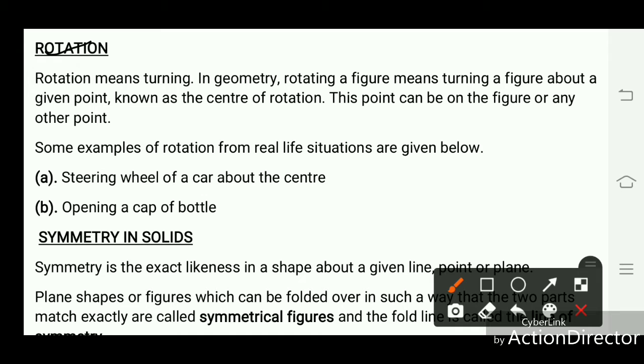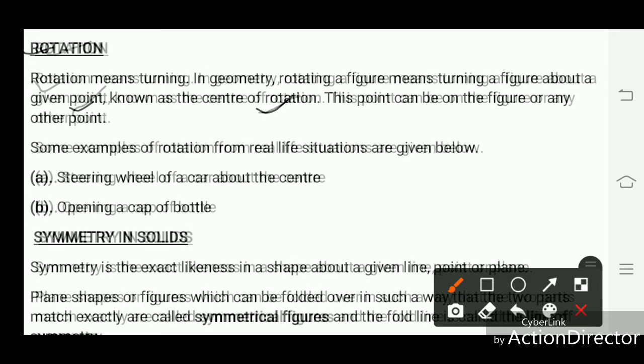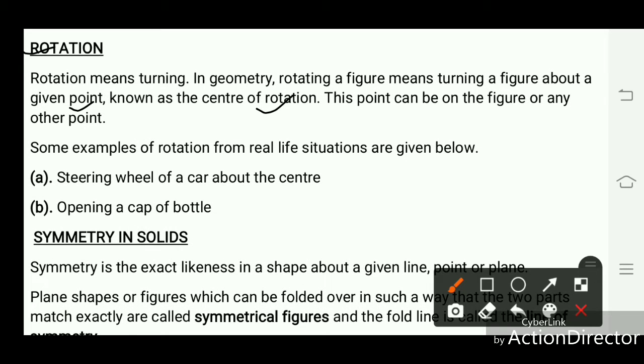Rotation. Rotation means turning. In geometry, rotating a figure means turning a figure about a given point. This point is known as the center of rotation. This point can be on the figure or any other point.